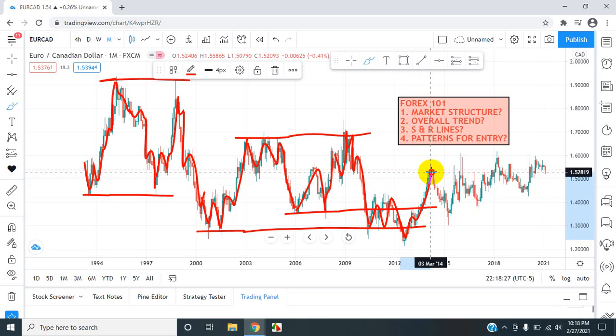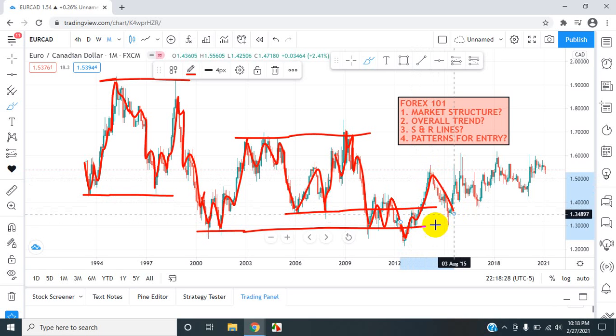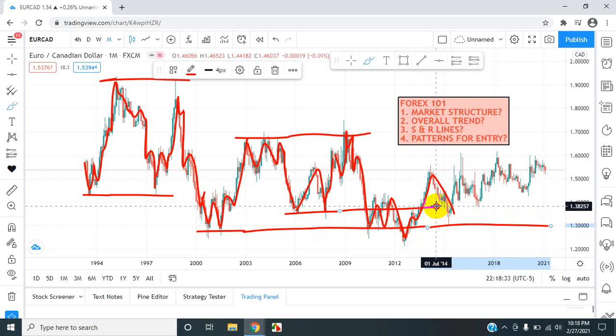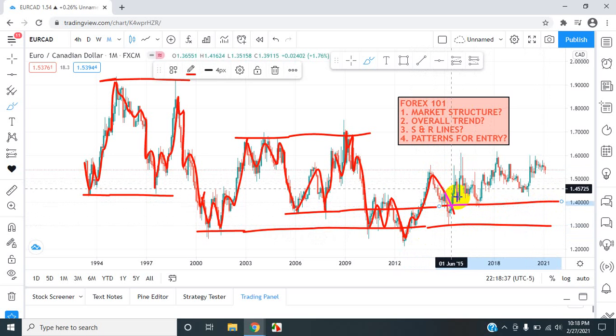From there, the market came back down to retest areas of lower lows. So this is like the lowest lows areas here. So anything that's bouncing up in here is lower lows. Once it gets in this area, it's trying to reach back up.